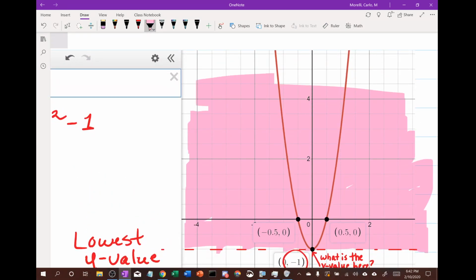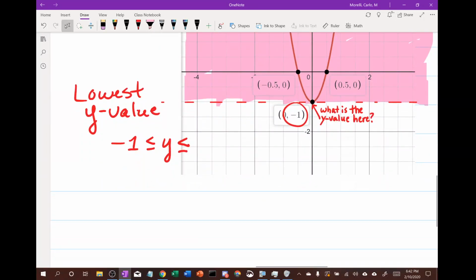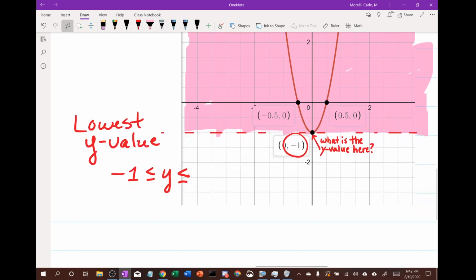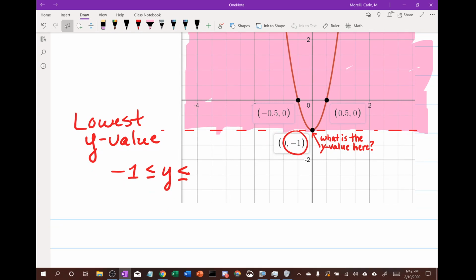Okay, so when I'm shading in this whole region, I could keep going. I would go forever and ever. So what would I put as the high end of the range? No, it's not 0. So what's another way of saying something continues forever? Infinity. Yeah. So you would write infinity like this. Positive.